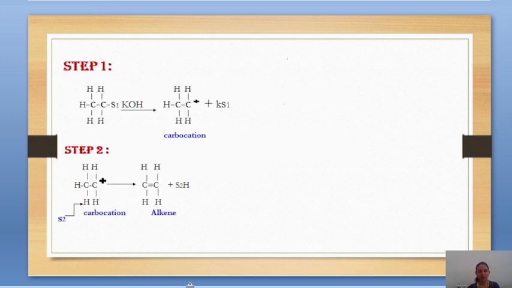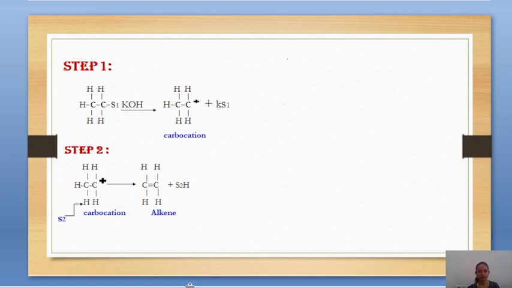Yes, so step 1 and step 2. I already told that the E1 elimination reaction consists of a two-step mechanism. In the first step, we take one organic compound that is attached with a substituent S1. I have denoted S1 as the first substituent. In the presence of potassium hydroxide, it reacts and forms a carbocation. Carbocation means the organic compound carries a carbon having a positive charge. Cation means positive charge. So how does this positive charge form?